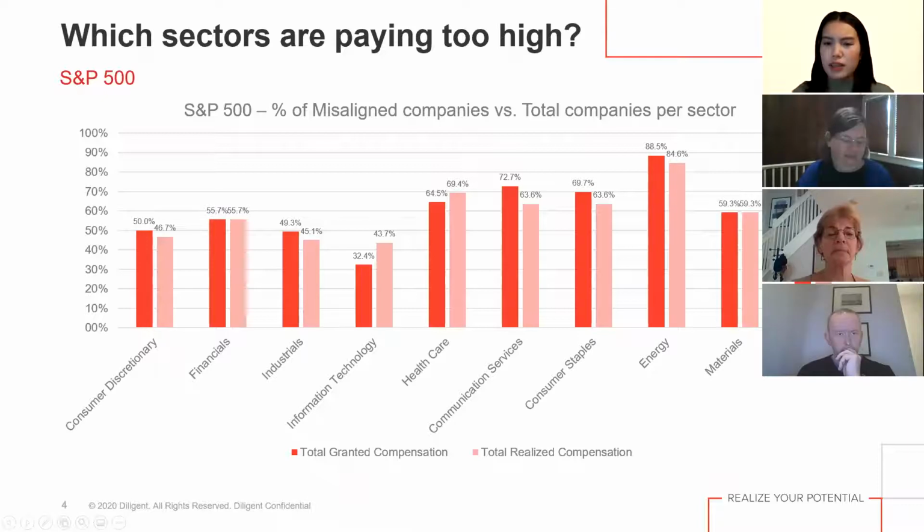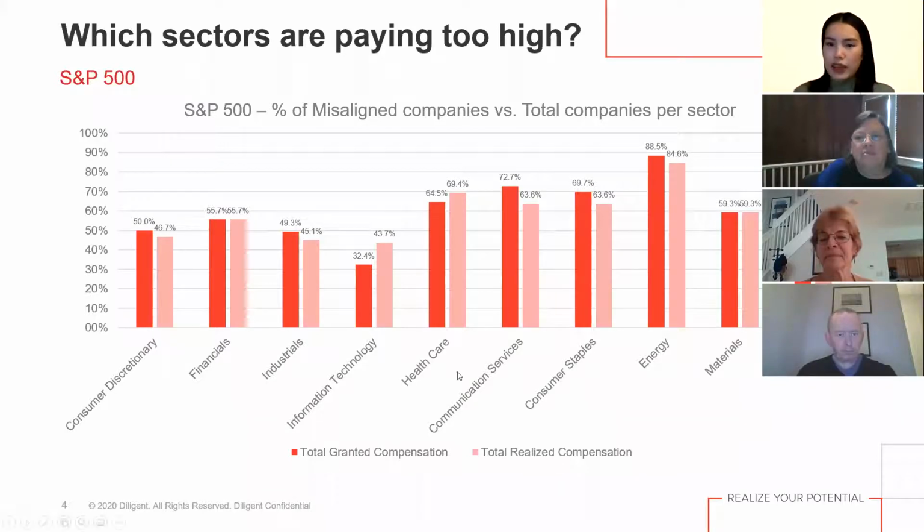And the story is a little different within the S&P 500. We found that of the 26 energy companies in the S&P 500, 88% of them are paying their CEO a bit too high compared to the company's performance. And that raises the questions of what the industry standard is in terms of pay for this sector and also for the other sectors in general, and whether this high percentage of overpaid CEOs happens due to groupthink.